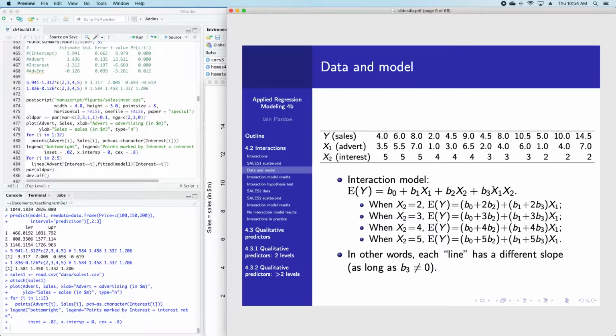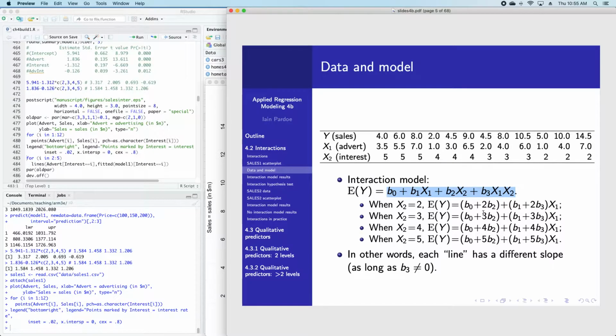I mentioned this interaction term, which is multiplying the two predictors together. All I do is create this as a new variable in my data set, and then I add that as a predictor, as a third predictor, if you like. Then if I take this equation, this represents the expected sales for particular values of x1 and x2. I note in my data set, x2 either takes the value 2 or 3 or 4 or 5.